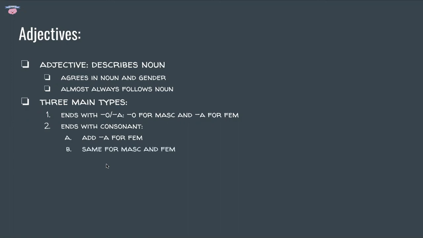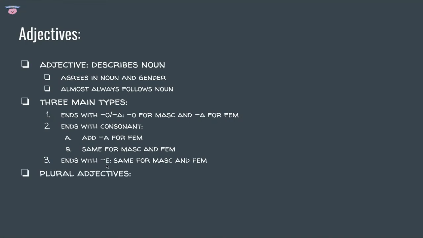Another type is when it's the same for masculine and feminine. So an example would be inteligente. This doesn't end with a consonant, but there are certain adjectives that end with a consonant and are the same for masculine and feminine. Inteligente ends with e. And like I said, it's the same for masculine and feminine.